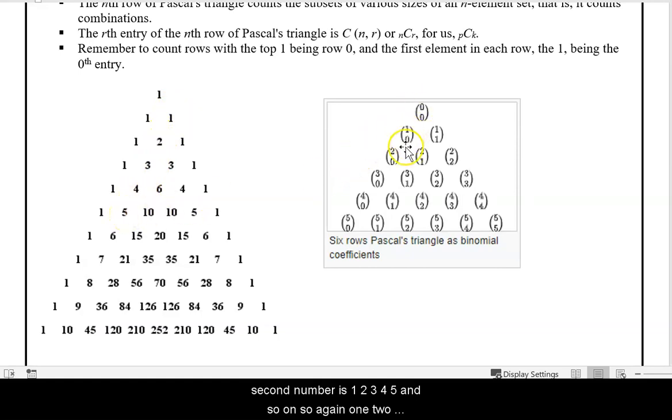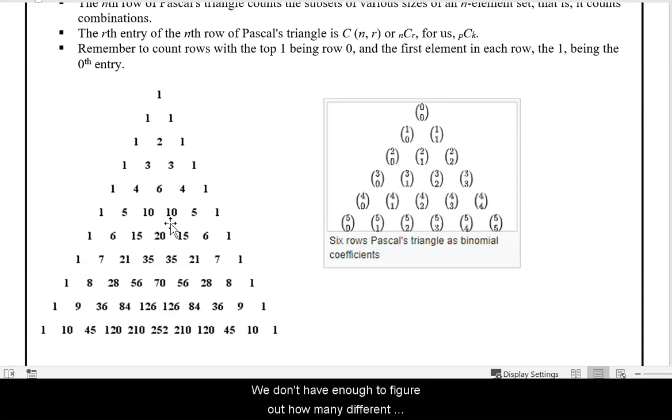So again, 1, 2, 3, 4, 5, 6. I need the 6th row down, so I go till I find the 6th one down. 1, 2, 3, 4, 5, 6. Notice that this is actually considered row 5 because we begin counting with 0. 5 choose 3 is the 0th, 1st, 2nd, 3rd one across, and that will give us, coming out of this row, 0th, 1st, 2nd, 3rd. There are 10 different ways that I can group just 5 people into groups of 3.